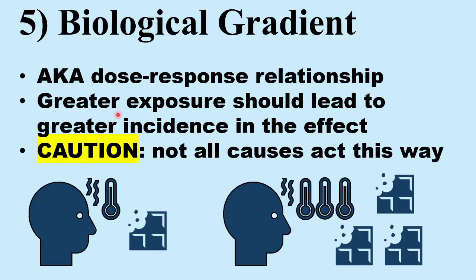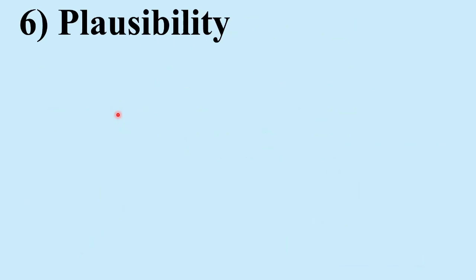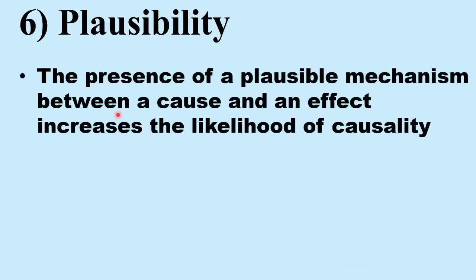again, it doesn't have to be this way for there to be a real effect, but typically a dose response really strengthens the plausibility. Oh, speaking of plausibility, the presence of a plausible mechanism between a cause and effect increases the likelihood of causality. So if you have a mechanism on how this would actually work, it really strengthens the reality of that being there.